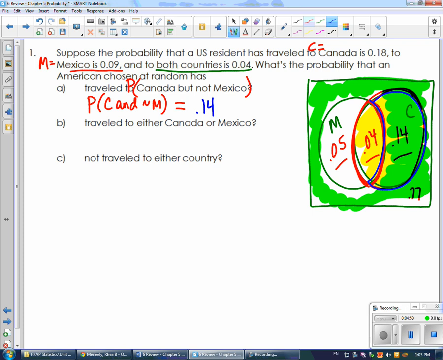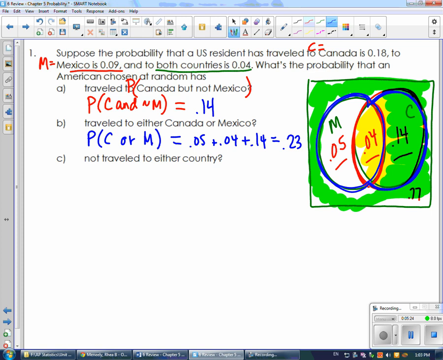Traveled to either Canada or Mexico, that's going to be the probability of Canada or Mexico. Remember, with an "or," that is a union, so I'm basically looking at everything that is within my circles here. So that's going to be 0.05 plus 0.04 plus 0.14, and that's going to be 23%.